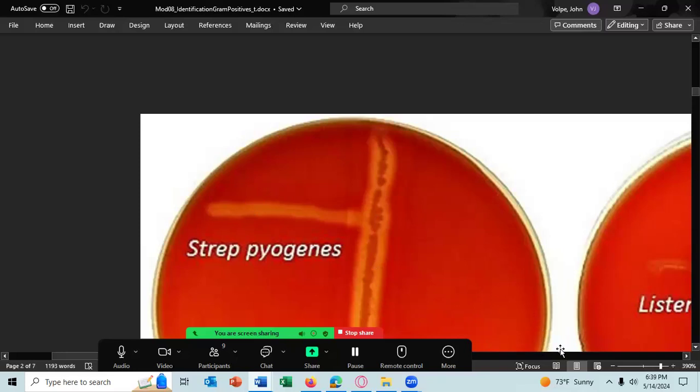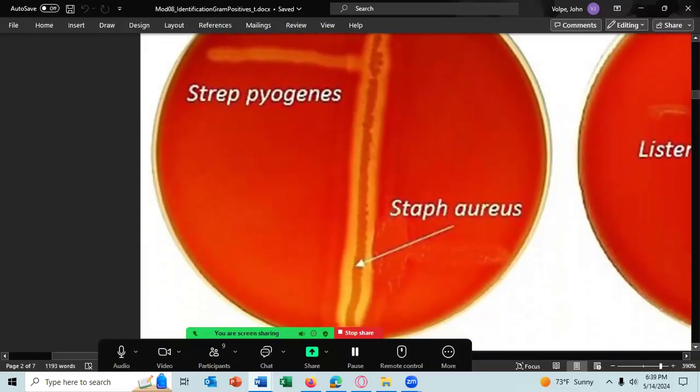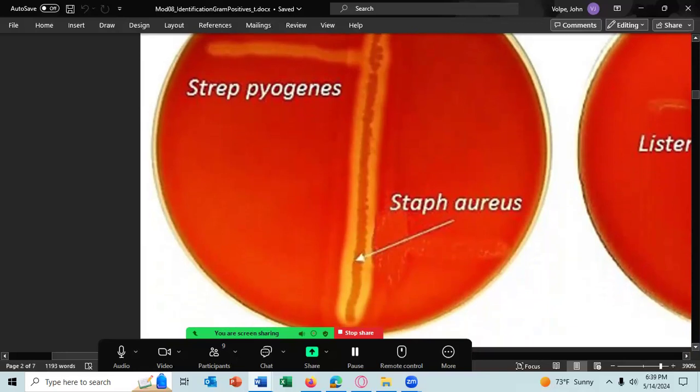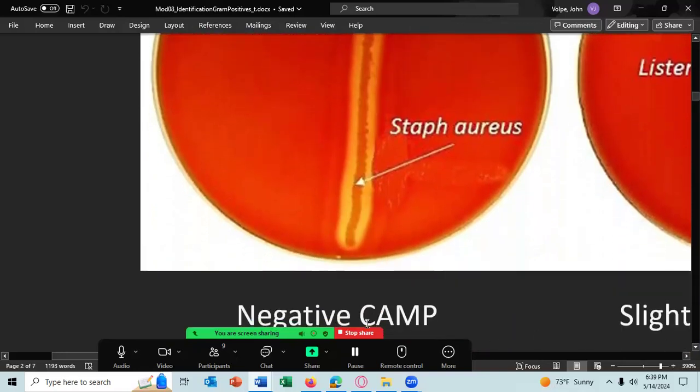Any question about any of that? So that would be no enhancement, no CAMP reaction, negative CAMP. And then you're going to have the next one. Let me see how I can get over there.